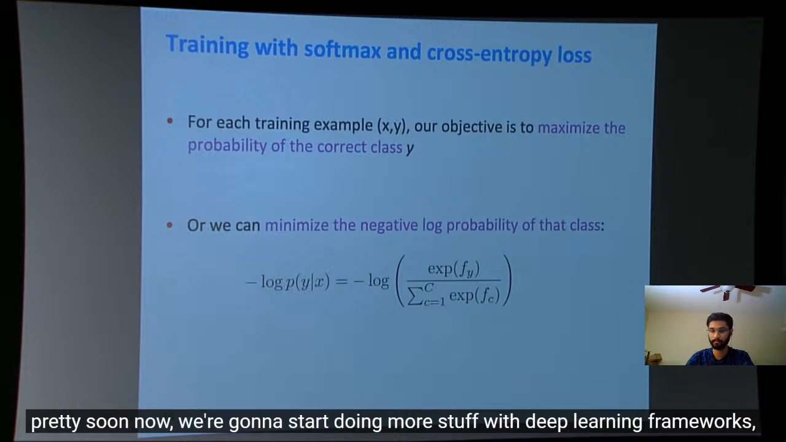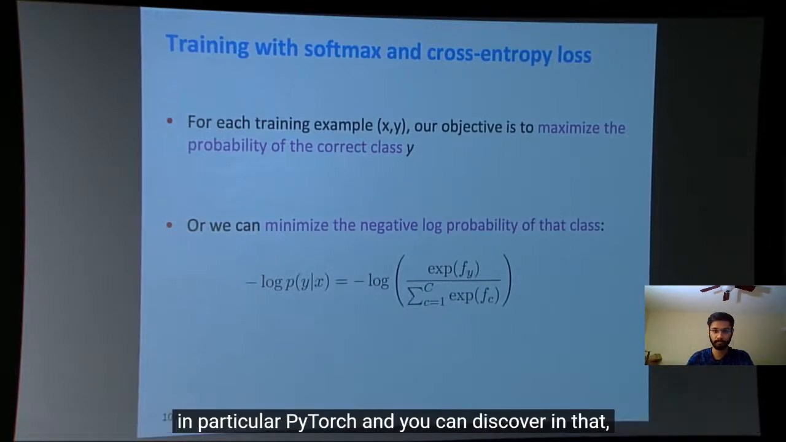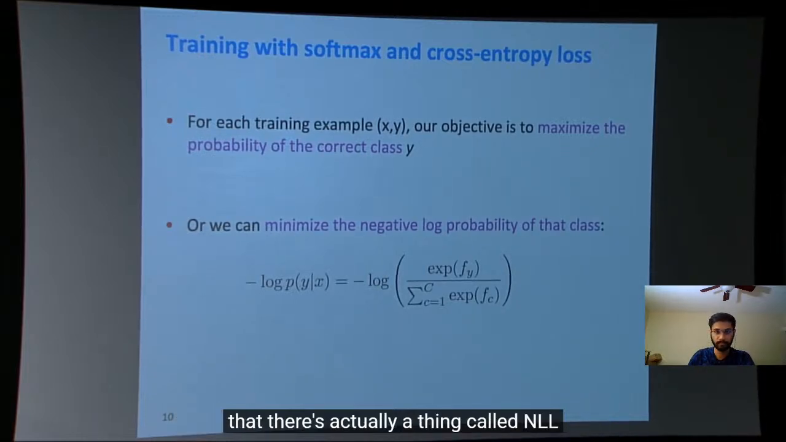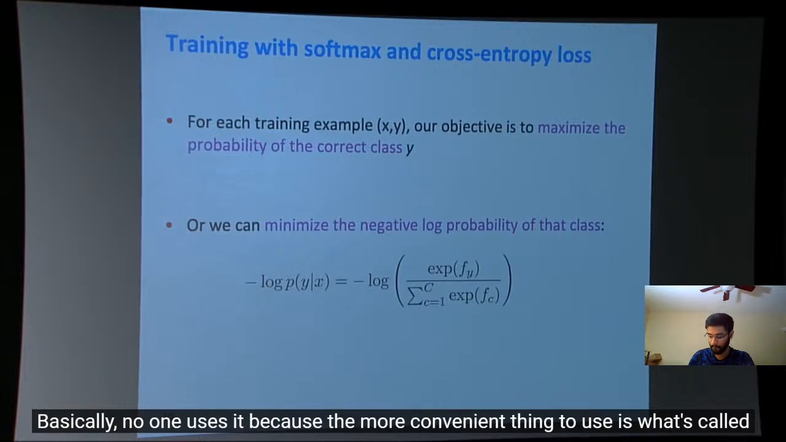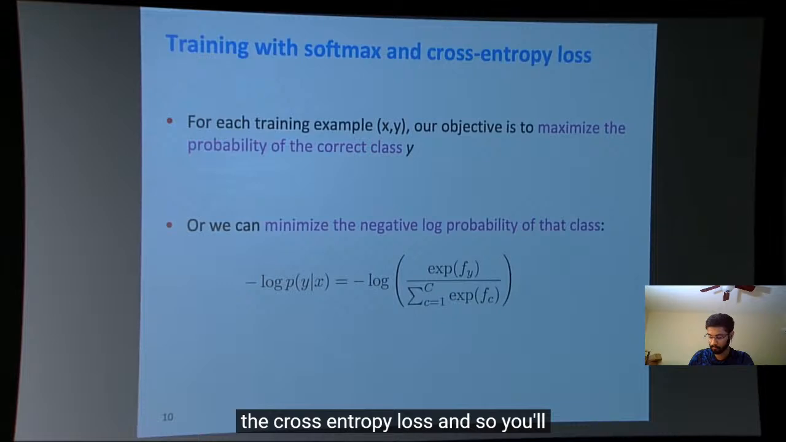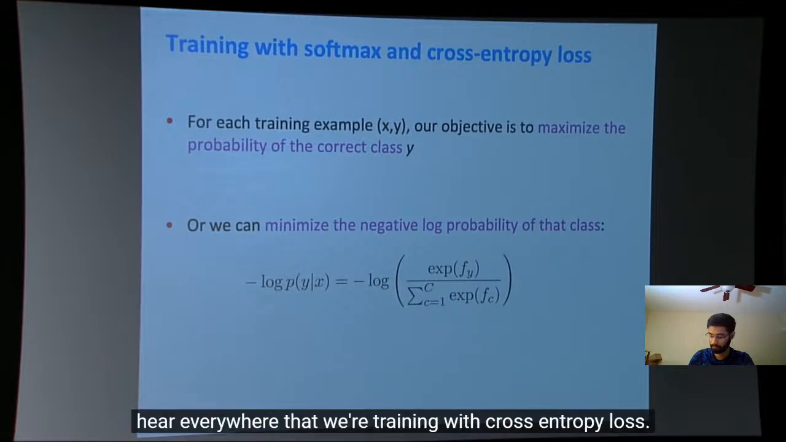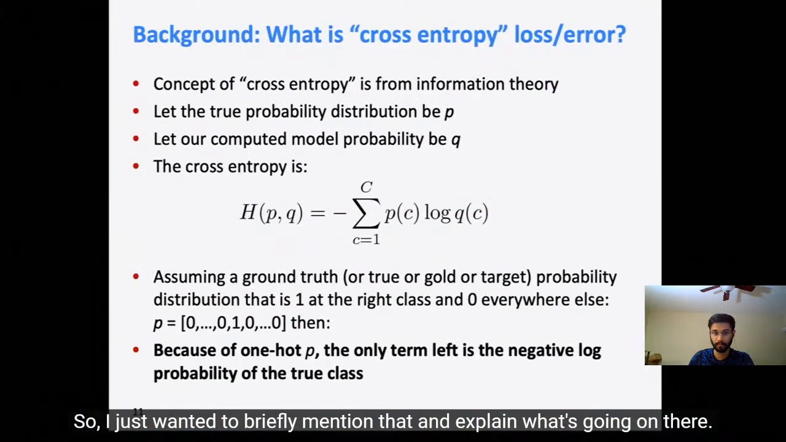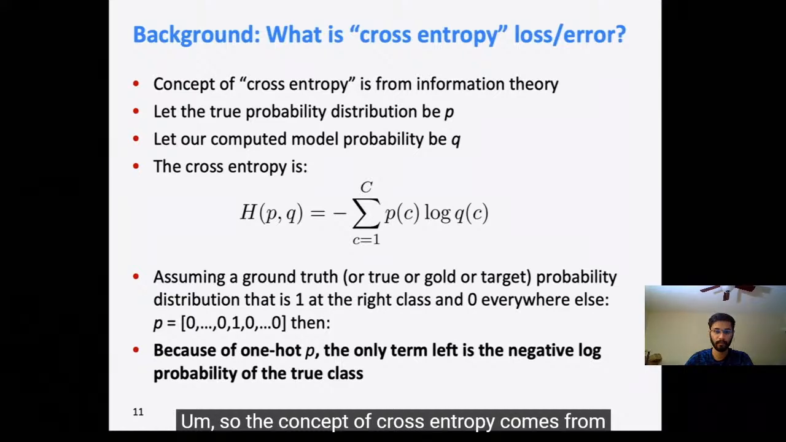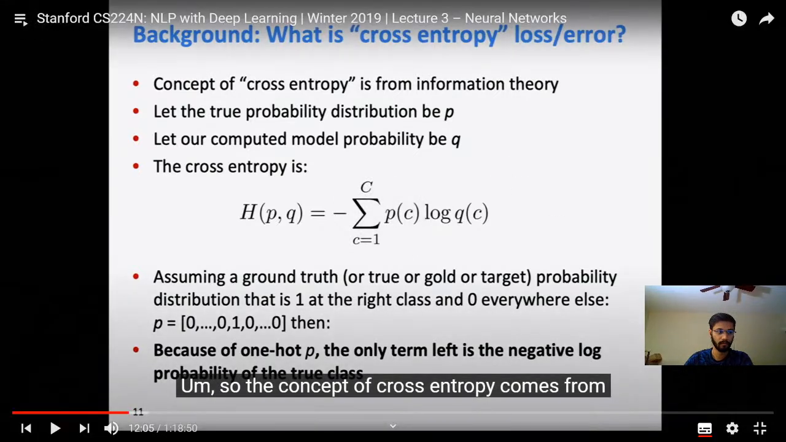Pretty soon now we're going to start doing more with deep learning frameworks, in particular PyTorch, and you can discover there's actually a thing called NLL loss, which stands for negative log likelihood loss. But basically no one uses it, because the more convenient thing to use is what's called the cross-entropy loss. And so you'll hear everywhere that we're training with cross-entropy loss. So I just wanted to briefly mention that and explain what's going on there.